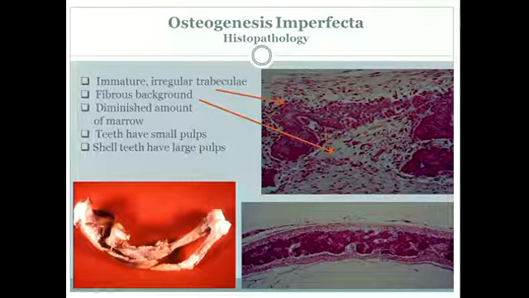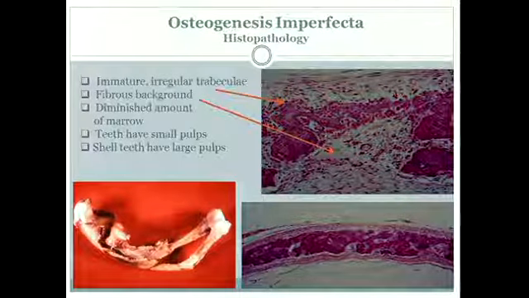We see similarly in teeth where they actually have shell teeth. So because the underlying dentin is not well formed, the enamel starts to break away because it can't adhere to the dentin underneath it. And they'll have really large pulp chambers too.